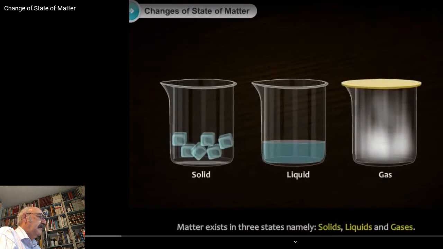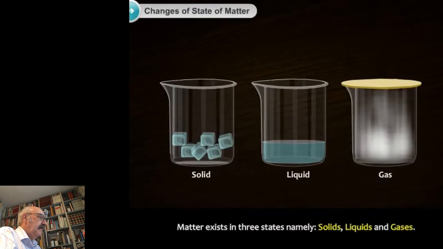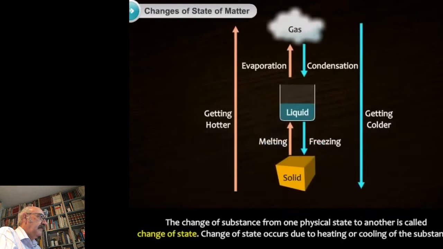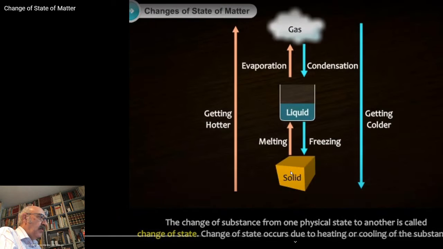Matter exists in three states, namely solids, liquids, and gases. The change of substance from one physical state to another is called change of state. The change of state is when you change the state from solid to liquid, or liquid to gas, or the other way around, or gas to solid, solid to gas. This is the same matter, but the change of state is the change from liquid to solid, and so on. Change of state occurs due to heating or cooling of the substance.